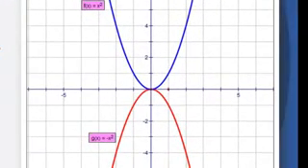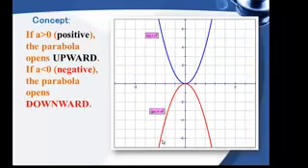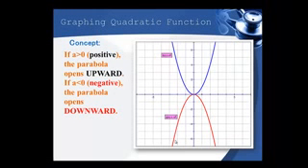Here, take a look at the graph. The function f of x is equal to x squared. The value of a here is 1. 1 is positive and greater than 0, thus the graph opens upward. The other function here is g of x, which is equal to negative x squared. This time, a is negative 1, which is less than 0. The parabola opens downward.